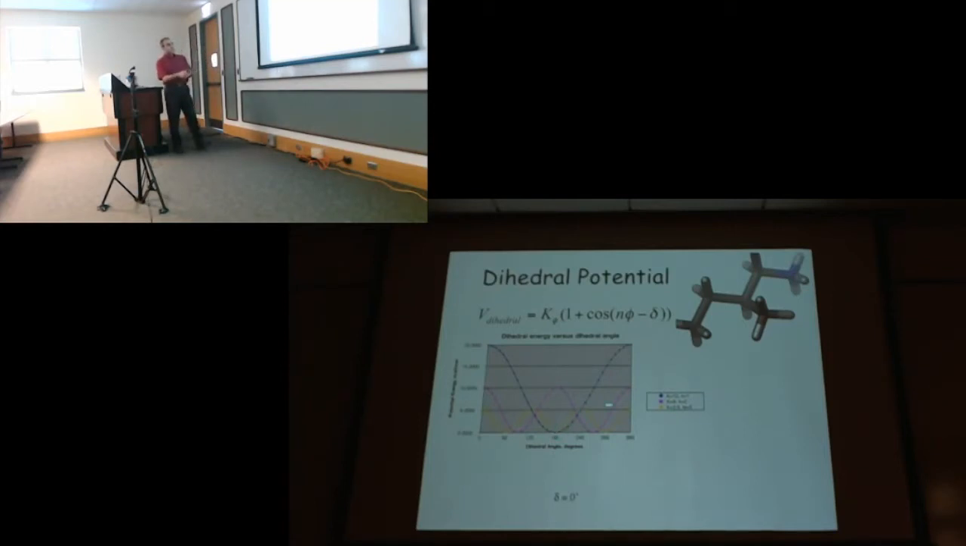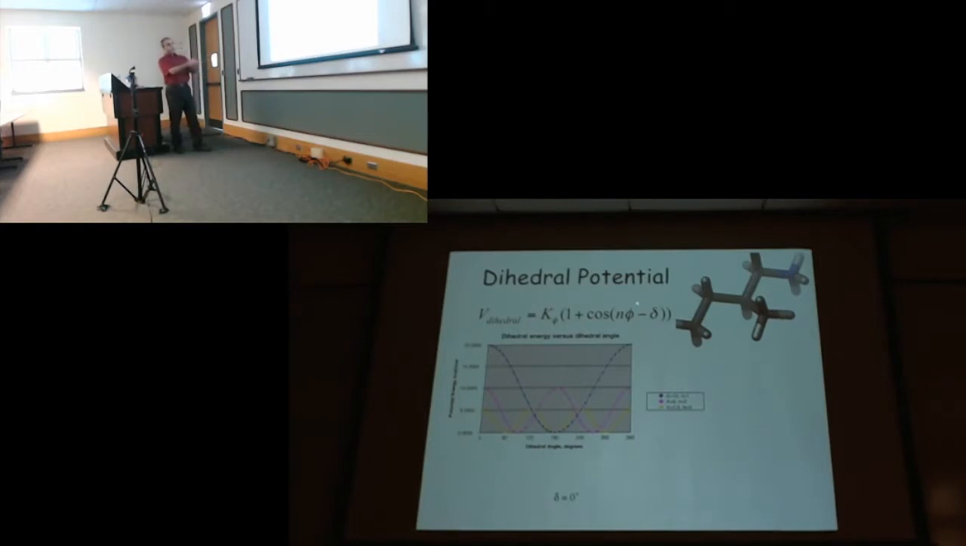The second example, the purple one, has a periodicity of 2, could be a double bond, for example, and it has a force constant that is half. We're using 5 here. That results in a 10 kilocalorie per mole energy barrier because of this one value here.